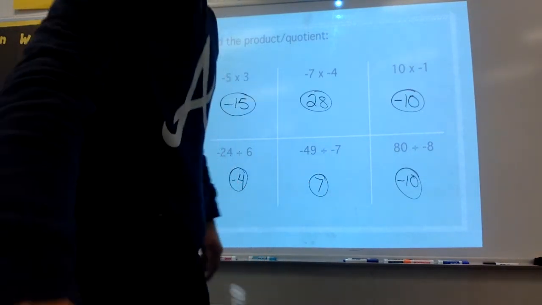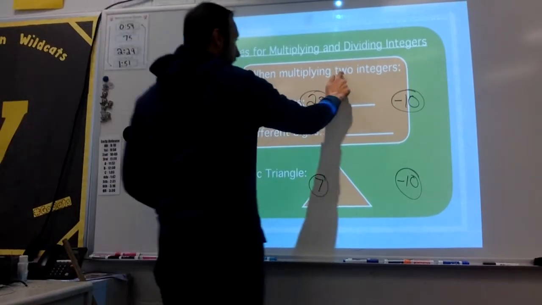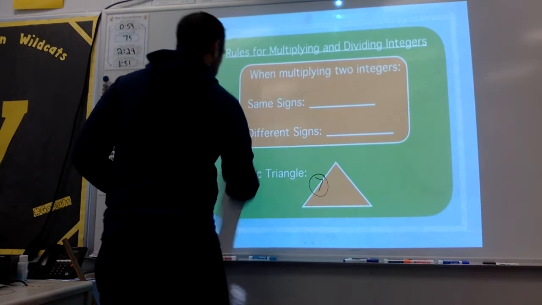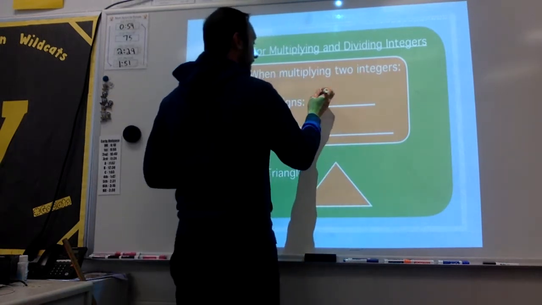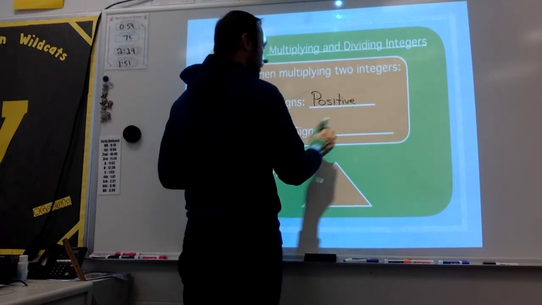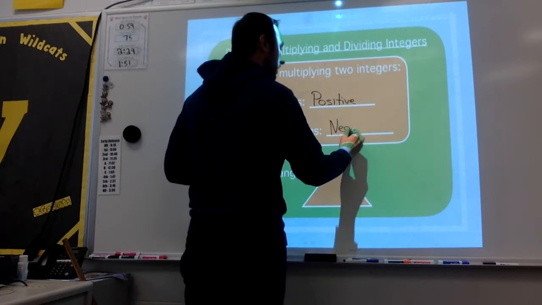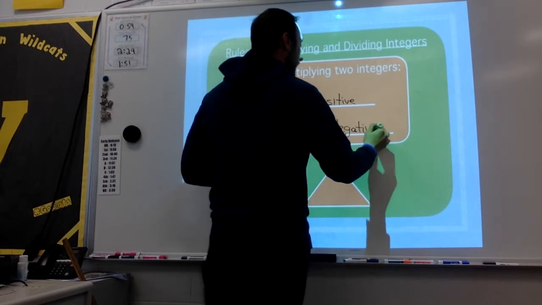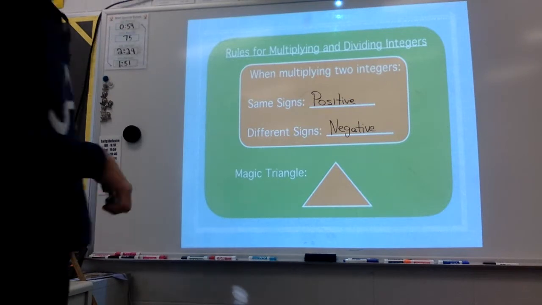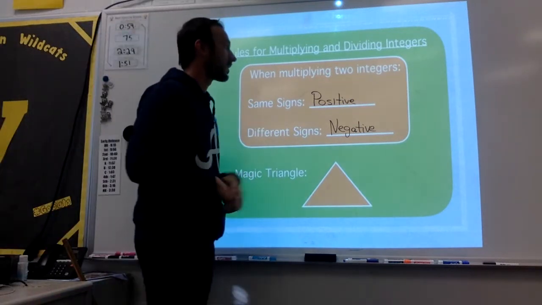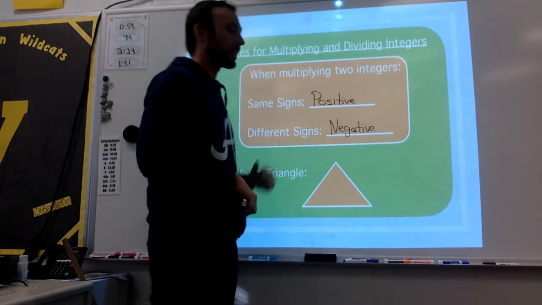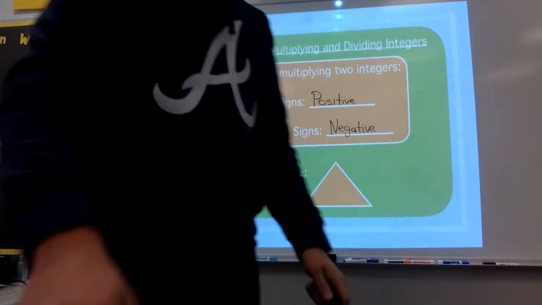So when multiplying or dividing two integers, that key word there is two. When multiplying or dividing two integers, same signs are positive. Different signs are negative. That's really all it is to it. You divide and multiply like normal, and then you look at the signs. We're going to skip the magic triangle for now since we're not in class. I want us just to focus on here. When multiplying or dividing two integers, same signs positive, different signs negative.